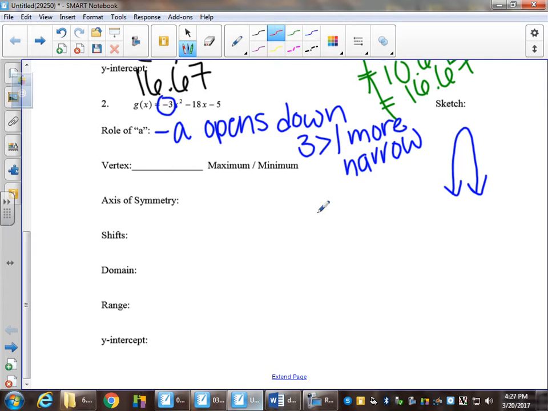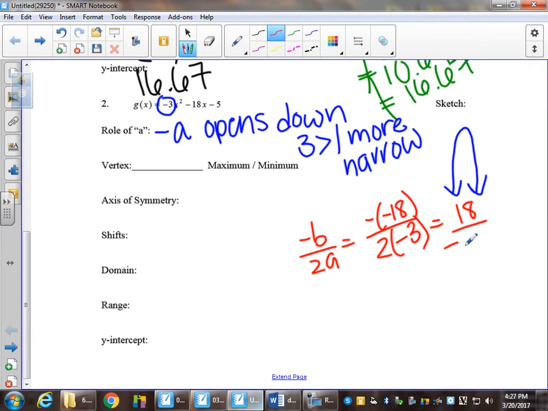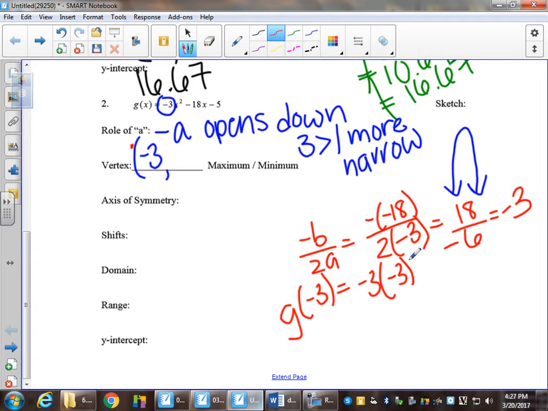To find the vertex in standard form, -b over 2a, we have a -18 over 2 times -3. 18 over -6 gives you a -3, so that's the x value of the vertex. To find the y value, we take our -3, we plug it into our equation. So we're going to have g of -3 equals -3 times (-3) squared minus 18 times -3 minus 5.